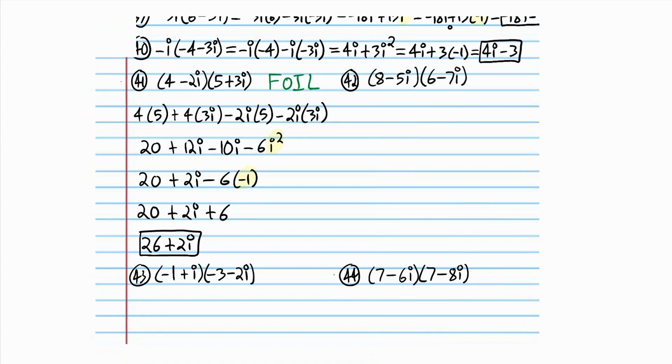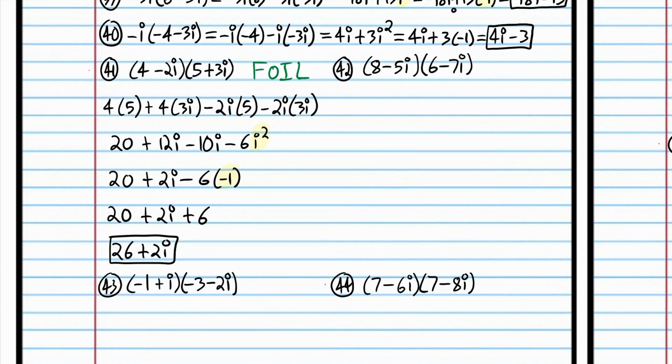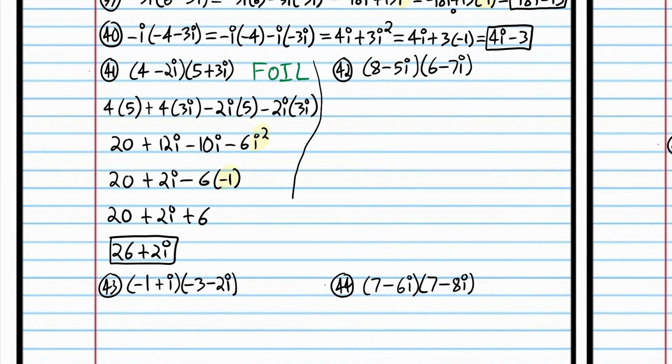So that's how you multiply complex numbers in binomial form. Okay, so let's try one more of these before you try one on your own.